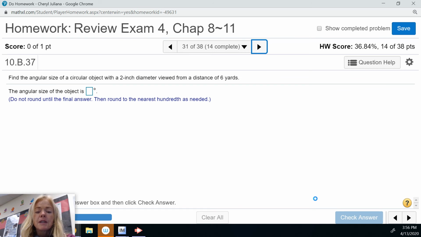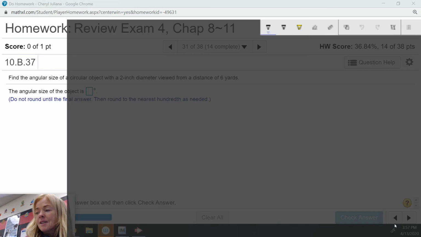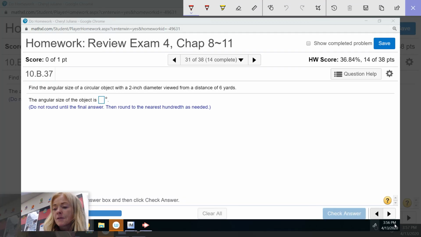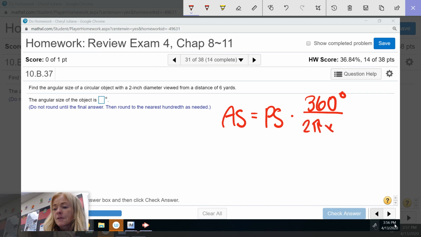All right. I think we might have time for another one, 31. It says, find the angular size of a circular object with a 2-inch diameter viewed from a distance of 6 yards. For angular size, we have a specific formula that we need to use. Your angular size is going to equal your physical size times 360 degrees over 2 pi times distance. And that's your formula. So all we have to do now is plug in all of our information.